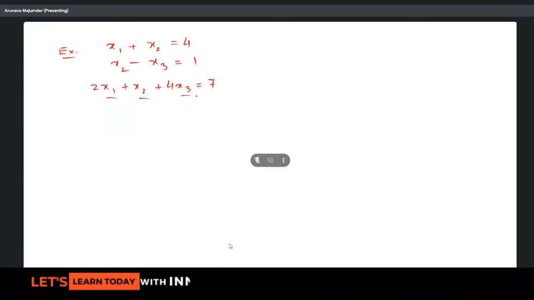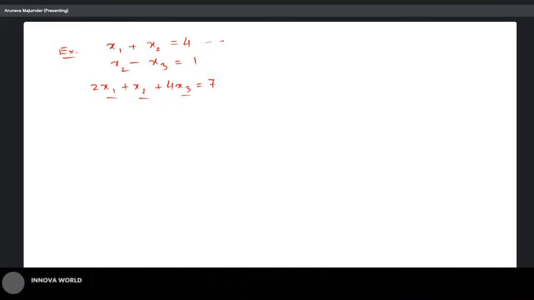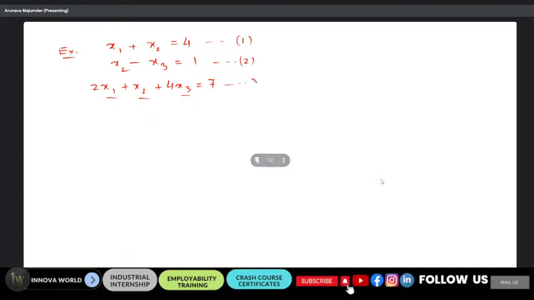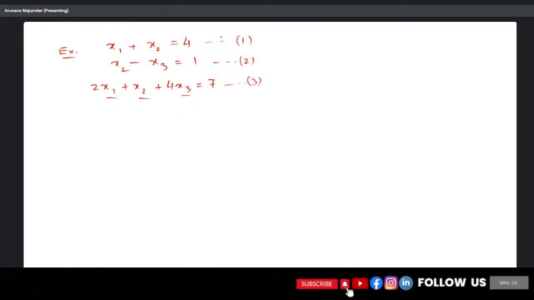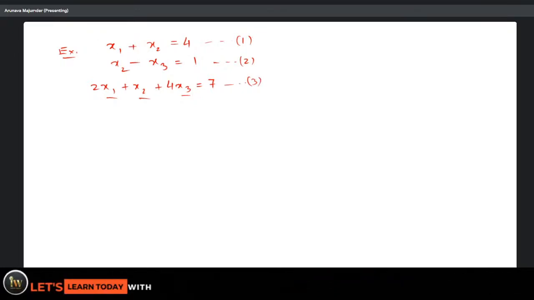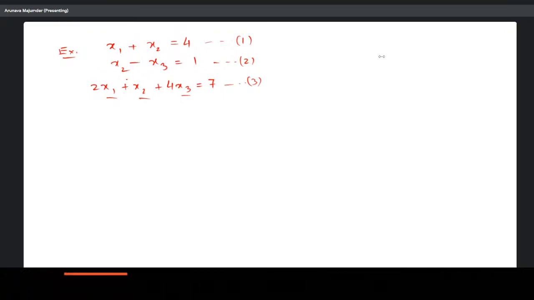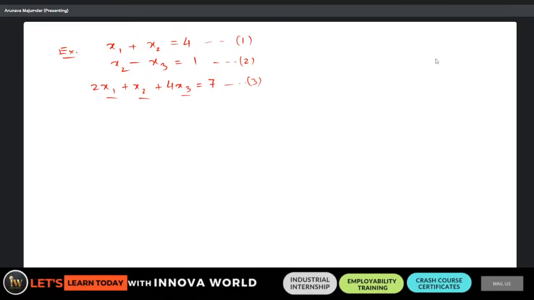x1, x2, and x3. You can see this is equation 1, this is equation 2, and this is equation 3. Though in the first equation, x3 is missing. In the second equation, x1 is missing. Actually they are not missing, their coefficient is actually 0.